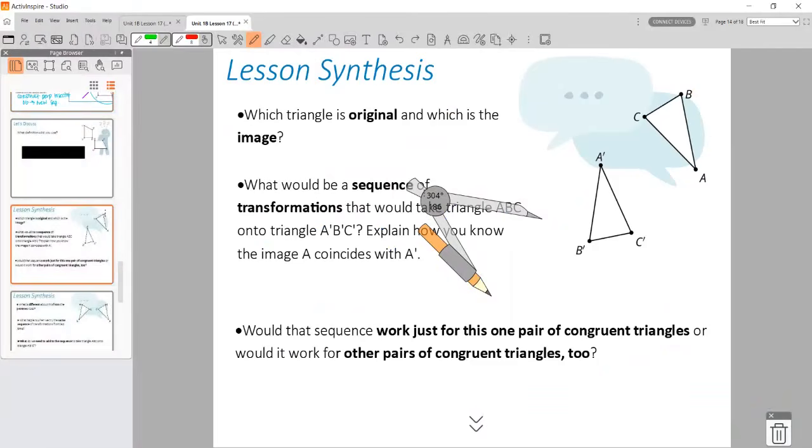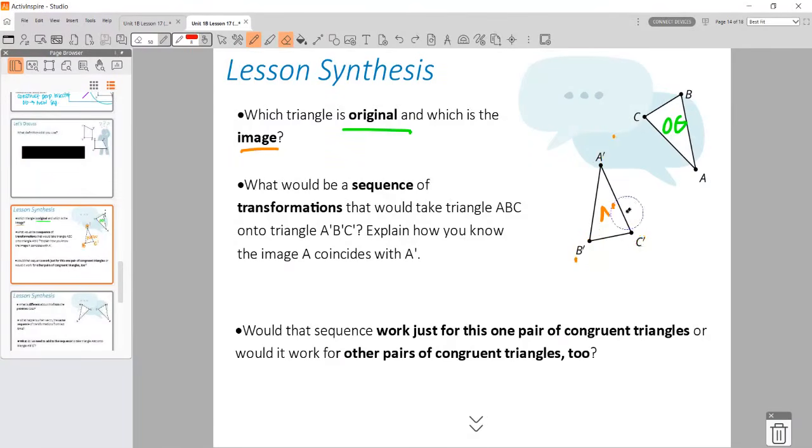All right, so let's take a look at this lesson synthesis and see if you understand what you just did. Do you know how to figure out which is the original triangle and which is the image? Remember, the original has the non-primes, just regular letters, and the image has the primes. So you see C prime, A prime, B prime. And then what sequence of transformations would take ABC onto A prime, B prime, C prime?